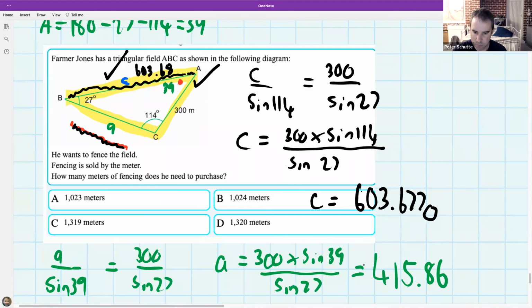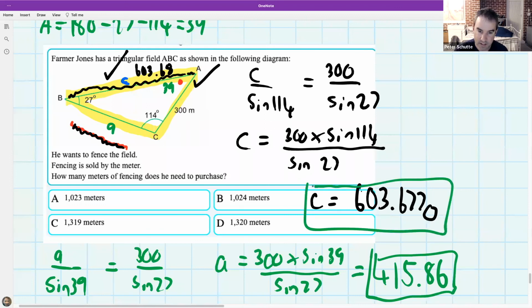And so now, what is the final thing going to be? Well, is it enough to have this side and this side? It's actually not. I need to add the 300. So let's see what we get. If we add up 603.6770 plus 415.86 plus 300, we should get 1319.53. And so we're rounding, so we should get D. And so the final answer will be D.